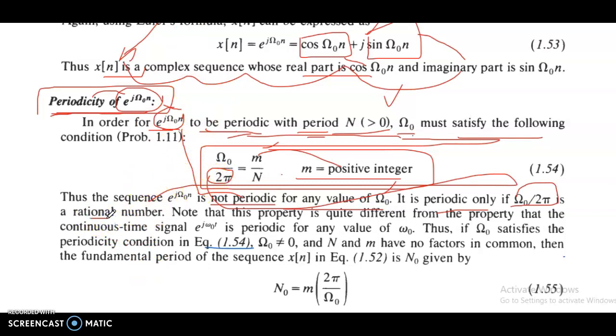Note that this property is quite different from the continuous time signal e^(jω₀t). This property is entirely different from the continuous time signal, which is periodic for any value of ω₀.